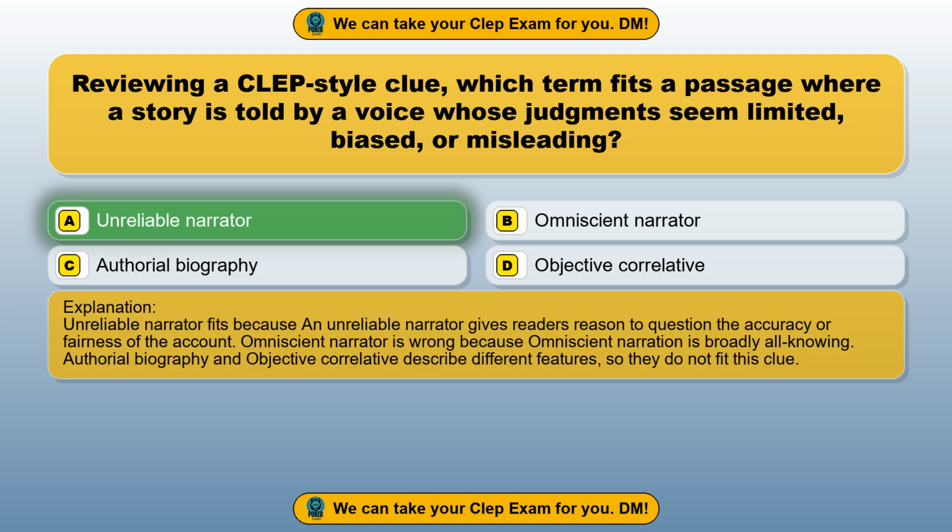Unreliable narrator fits because an unreliable narrator gives readers reason to question the accuracy or fairness of the account. Omniscient narrator is wrong because omniscient narration is broadly all-knowing. Authorial biography and objective correlative describe different features, so they do not fit this clue.